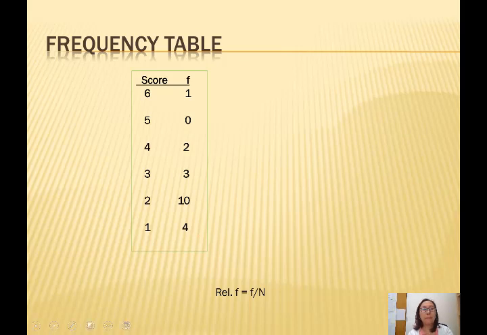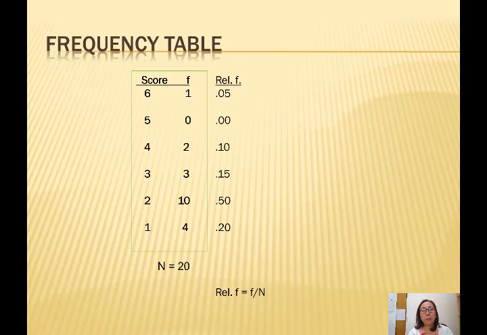You might say, only one person got a score of 6. No one got a score of 5. 2 people got a score of 4. 3 people got a score of 3. And then 10 students got a score of 2. And 4 students got a score of 1. If you were to add up all the frequencies, you would get your N of 20. So because 10 students got a score of 2, that's 10 out of 20, or half of the students got a score of 2. Maybe it was a very tough test to begin with.